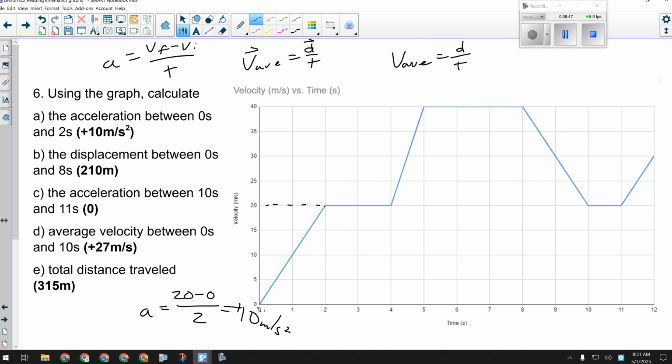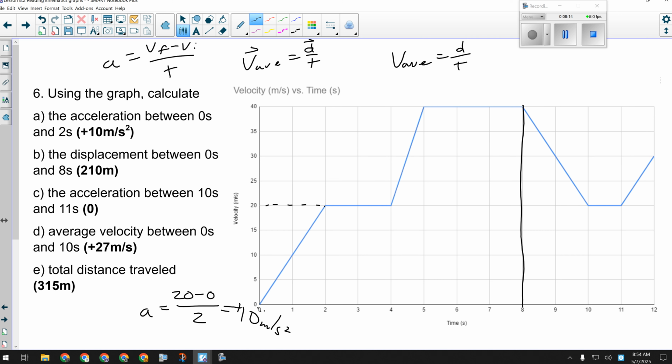How many people are done with B? I thought that one would take longer because there's a lot more work to do there. Draw your shapes. Lots and lots of shapes. So if we want to find the displacement between 0 and 8 seconds, this is as far as we are going, right to here.